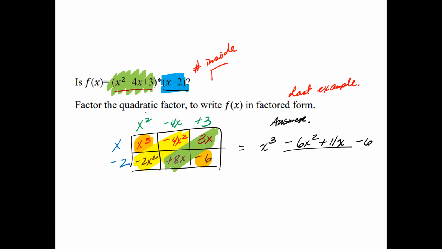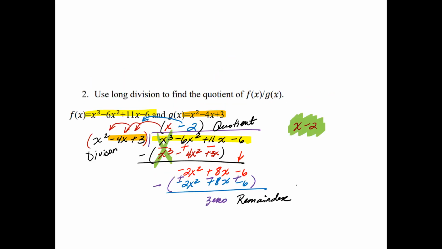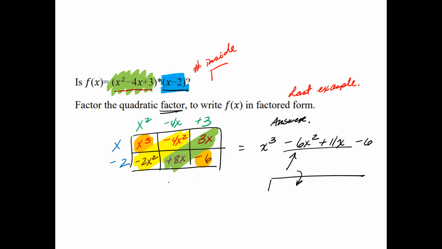So the question is, is this a factor to the factored form? Well, is this the answer that you put inside that dividing box from the last example? Does it match? Let's take a look. X cubed minus 6x squared plus 11x minus 6. Is that the same? Yep, it's a factor. And that's your answer, and that's it.